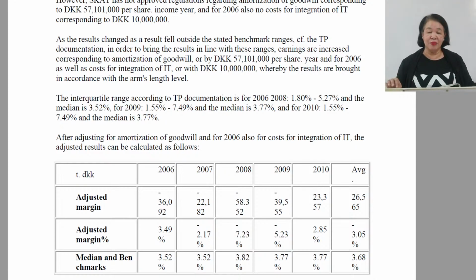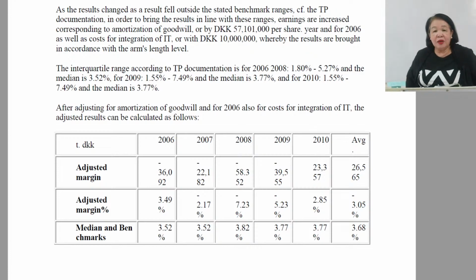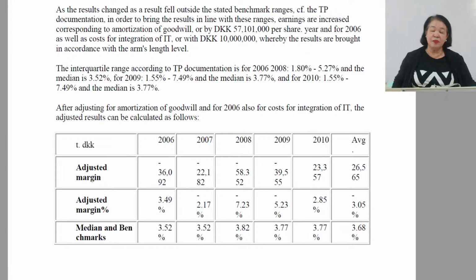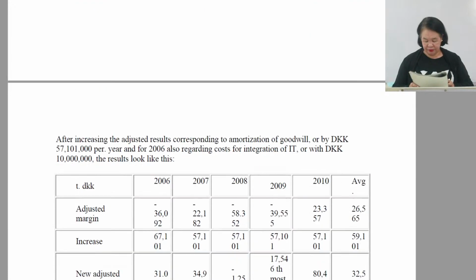Di ba? May total and then may average. So, when you interpret that, for it to pass the arm's length principle, the percentage of your tested party should fall within the range. So, after adjusting for amortization of goodwill and for 2006, also for cost for integration of IT, the adjusted result can be calculated as follows. So, adjusted margin percentage, median, and benchmarks. This is the presented 2006 to 2010. So, nandyan yung mga percentages. Nandyan yung average. Okay.